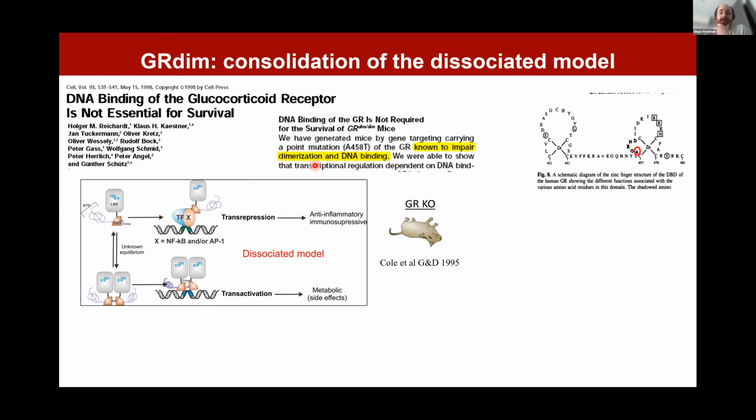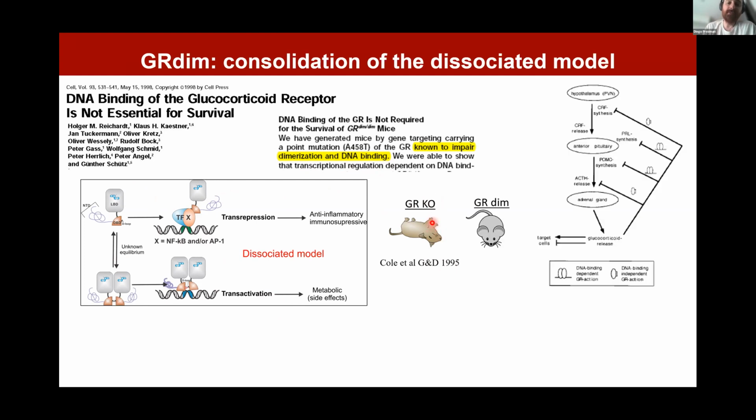So if this receptor cannot dimerize nor bind DNA, then it cannot do any of the transactivation, right? And it can only do transrepression. So the big surprise was that it was known a few years earlier that a GR knockout was lethal, but the GRdim survived. And that's because this protein could not bind DNA. This gives basically the title of the paper, that the direct DNA binding activity of GR was not essential for survival. And then there are dozens of papers just using GRdim as a tool to know if your pathway is monomeric, DNA independent, or if it's dimeric, DNA dependent.